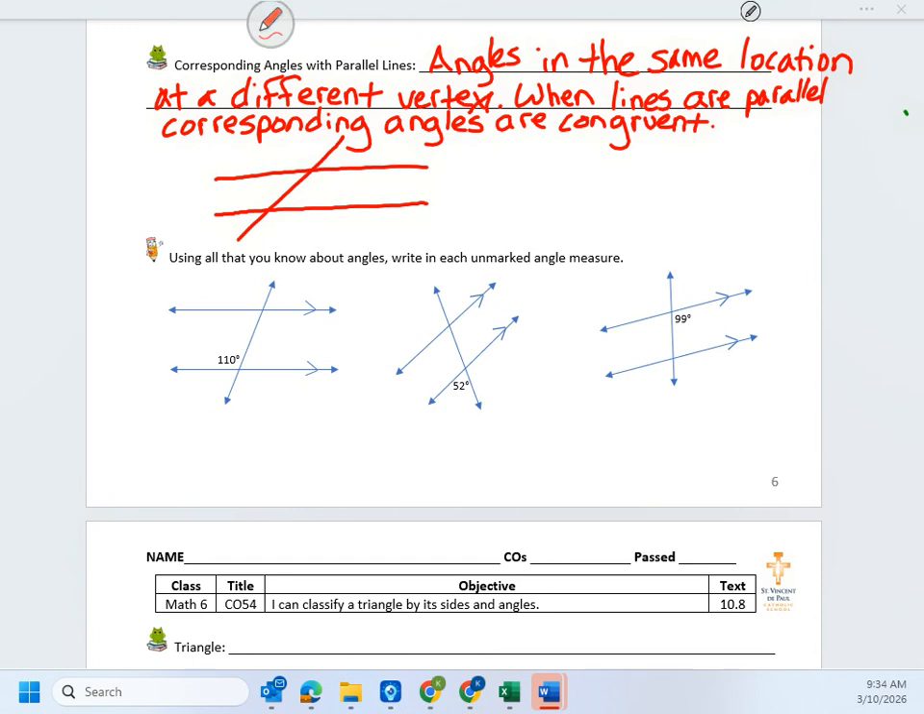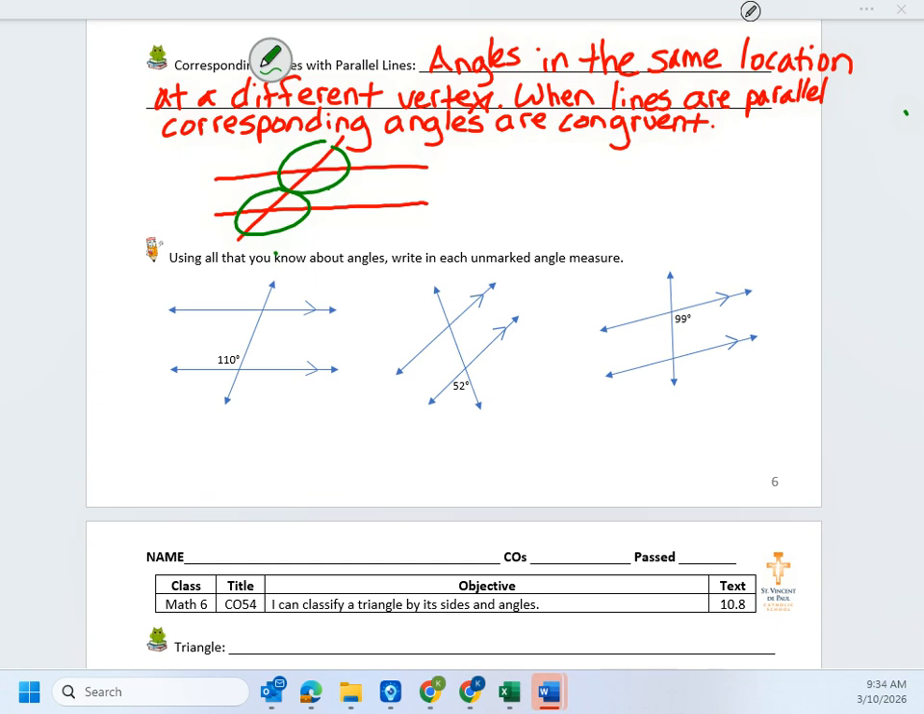Now, we have 2 different vertexes, right? They are corresponding because they're on parallel lines. So we can pick this top one up and place it directly over the bottom one. That's what it means when they are corresponding and they are congruent. So we can pick up the top one and place it directly over this bottom one. Their angles are the same.